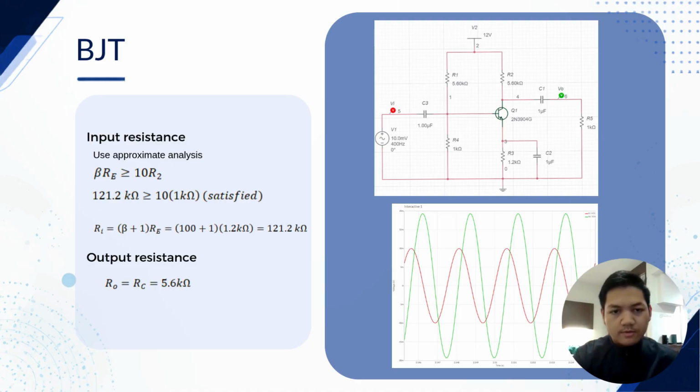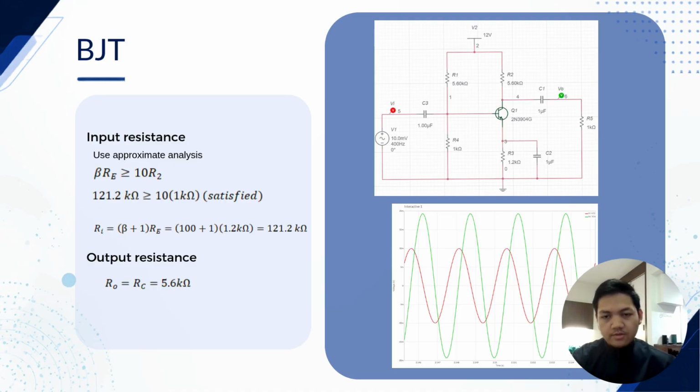Here we have the circuit schematics and then the input and output voltage graph. The input voltage is represented by the red lines, and the output voltage is the green colored lines.